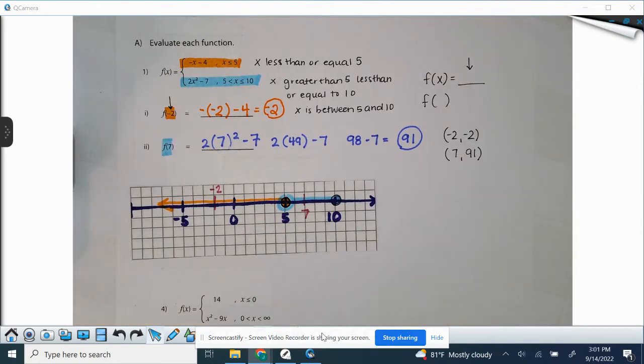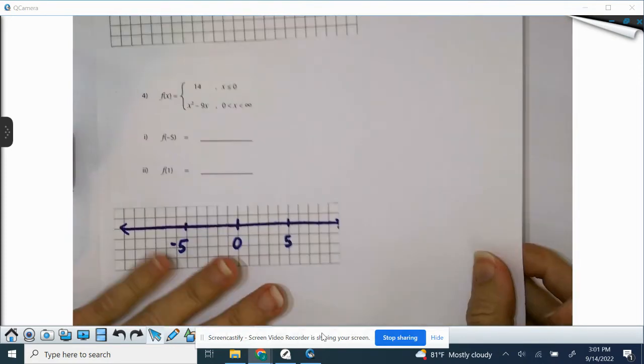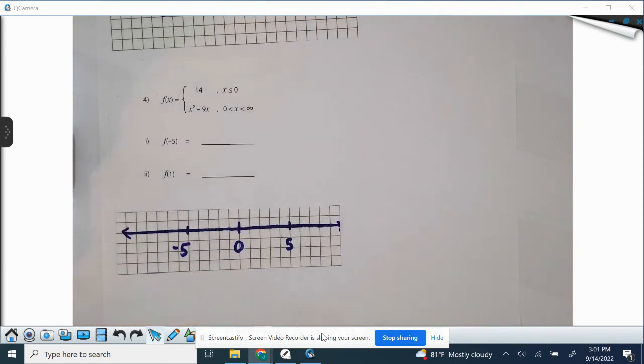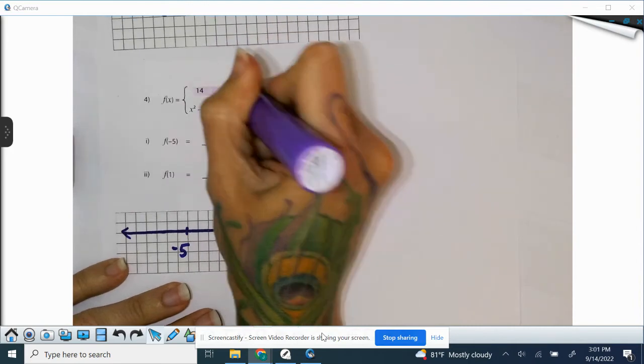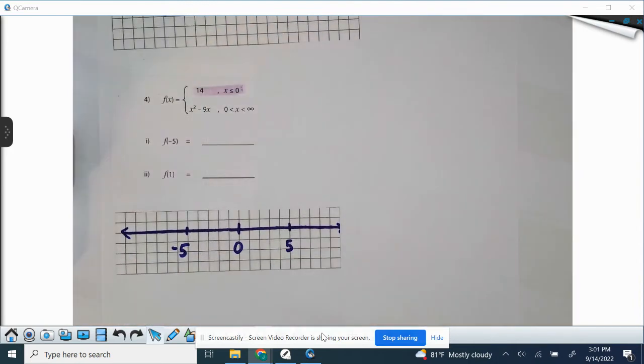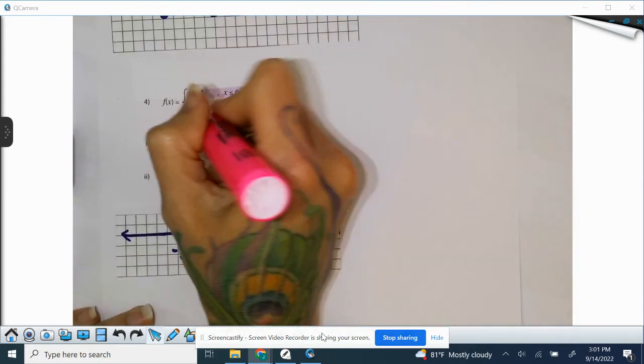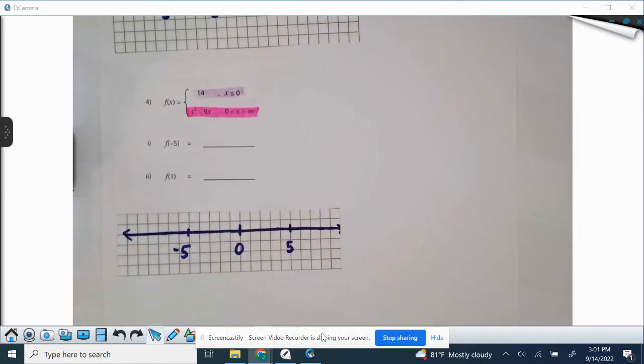All right, one more example for this video. We're going to color code our two functions again. So I'm going to make the top one purple. Does that one show up on the video? Yep. And then I'm going to make the second one pink. Change of colors for fun. So again, we're going to look at our number line.